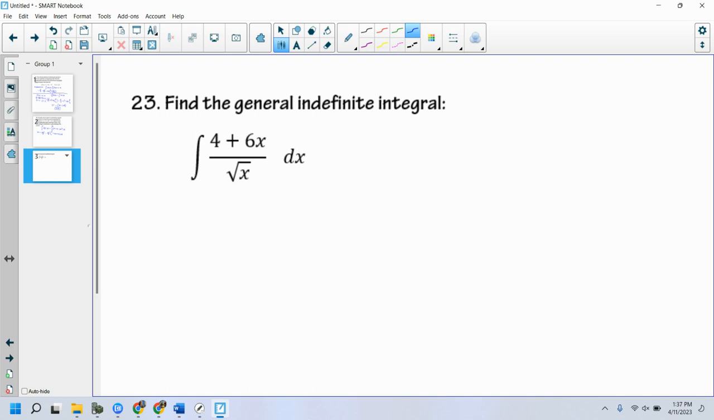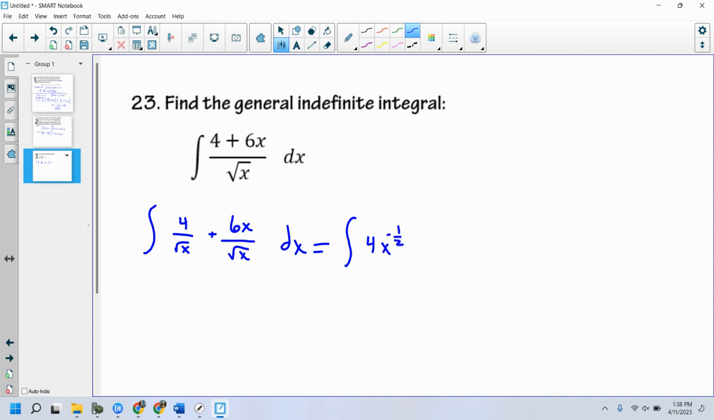All right. Now, do you know how to do quotient rule with an antiderivative? No. So I've got to get this fraction out of the way. All right. So now that means this is going to be 4 over radical x plus 6x over radical x dx, which, remember, that is x to the 1/2, right? So this is going to be the integral of 4x to the negative 1/2.